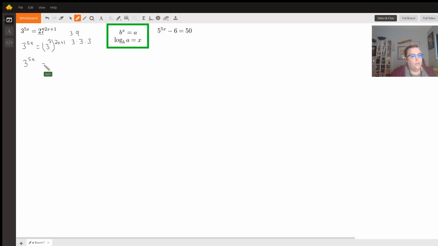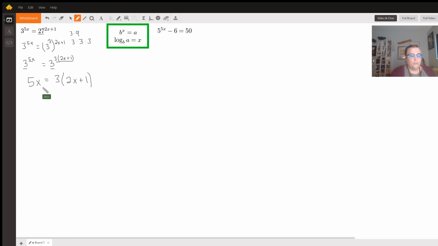But on this side, the rule for exponents is that when you are taking something with an exponent to a power, you multiply them. So we have 3 times the quantity 2x plus 1. So we put that in parentheses. Now, we notice that we have the same base now. They are both base 3. So that means that the exponents have to be equal to each other. So we know that 5x has to equal 3 times 2x plus 1.